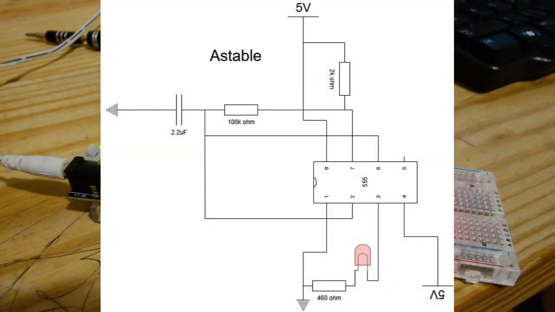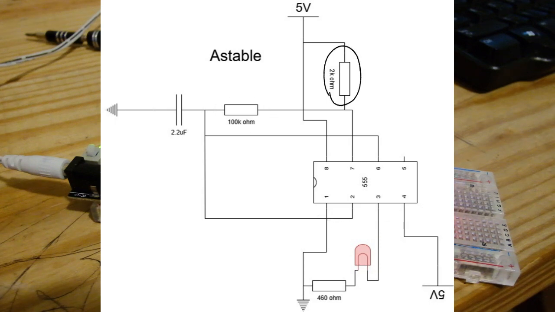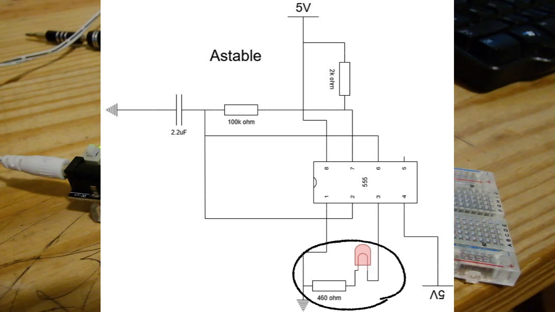Moving on to the astable circuit, we employed another 555 IC along with a 100 kΩ resistor and a 2 kΩ resistor to control the timing of the circuit. To maintain the desired frequency, we utilized a 2.2 microfarad capacitor. Similar to the monostable circuit, we integrated a 3mm LED into the astable circuit, safeguarding it with a 460 ohm resistor.